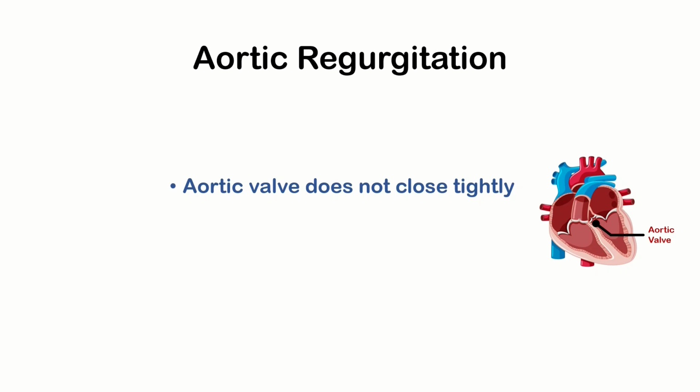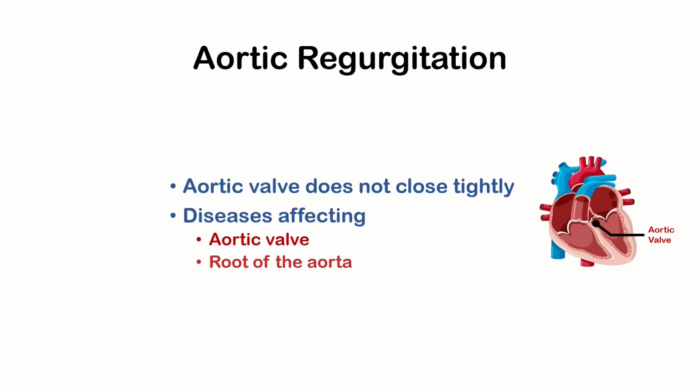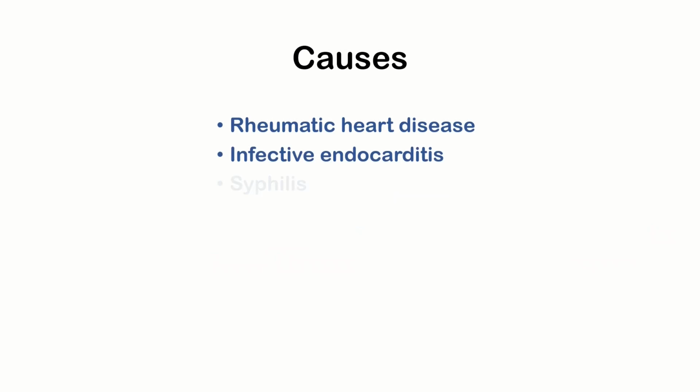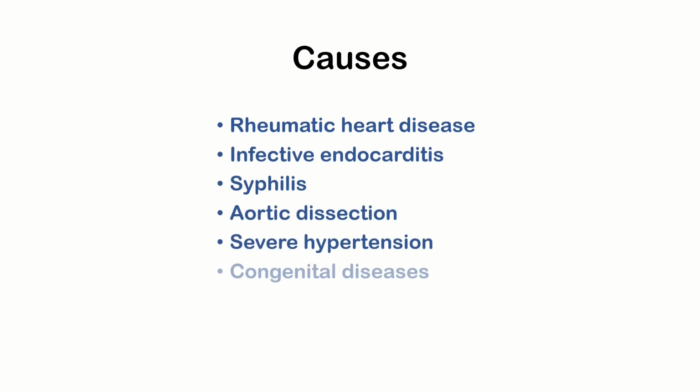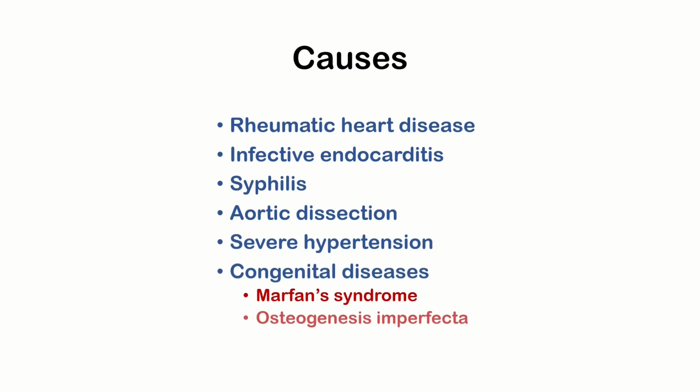When diseases are affecting the aortic valve and the root of the aorta, there will be damage to the aortic valve. The causes of aortic regurgitation are rheumatic heart disease, infective endocarditis, syphilis, aortic dissection, severe hypertension, and congenital diseases like Marfan syndrome and osteogenesis imperfecta. Infections like rheumatic heart disease, infective endocarditis and syphilis will damage the aortic valve, and therefore it affects the tightness of the aortic valve.